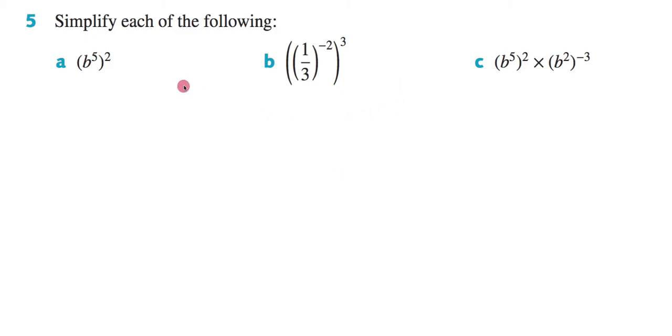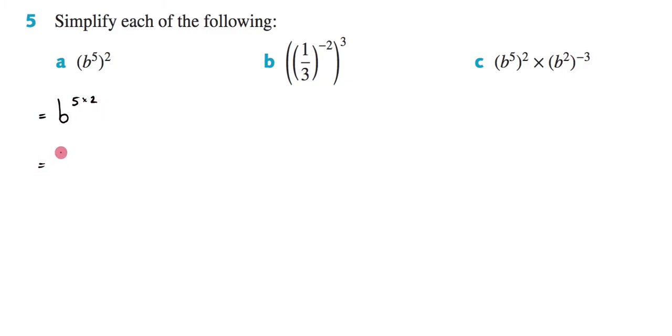So we are going through exercise 13a. This is question 5, which is asking us to simplify each of the following. So let's look at A, where we have b to the 5, and then the outside of our brackets we have a power of 2. So we're going to be using our third index law, which tells me to multiply my indices. So right here, what I'm going to get is b to the 5 times 2.